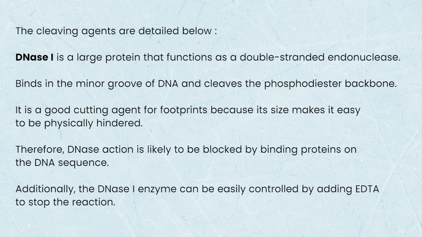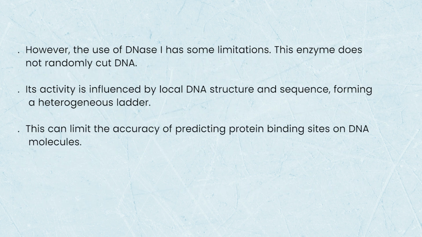Therefore, DNase action is likely to be blocked by binding proteins on the DNA sequence. Additionally, the DNase 1 enzyme can be easily controlled by adding EDTA to stop the reaction. The use of DNase 1 has some limitations. This enzyme does not randomly cut DNA. Its activity is influenced by local DNA structure and sequence, forming a heterogeneous ladder. This can limit the accuracy of predicting protein binding sites on DNA molecules.